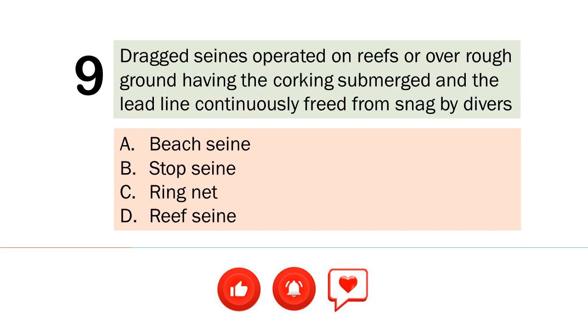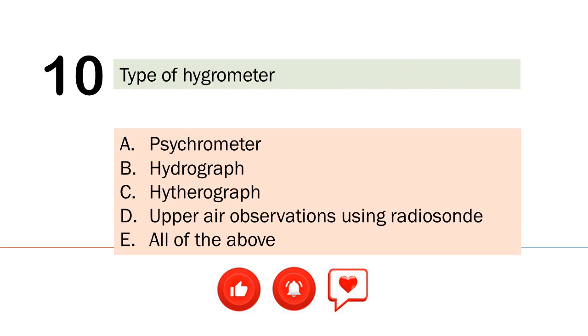Question number 9. Dragged seines operated on reefs or over rough ground having the corking submerged and the lead line continuously freed from snag by divers. A. Beach seine. B. Stop seine. C. Ring net. D. Reef seine. The correct answer is letter D. Reef seine.